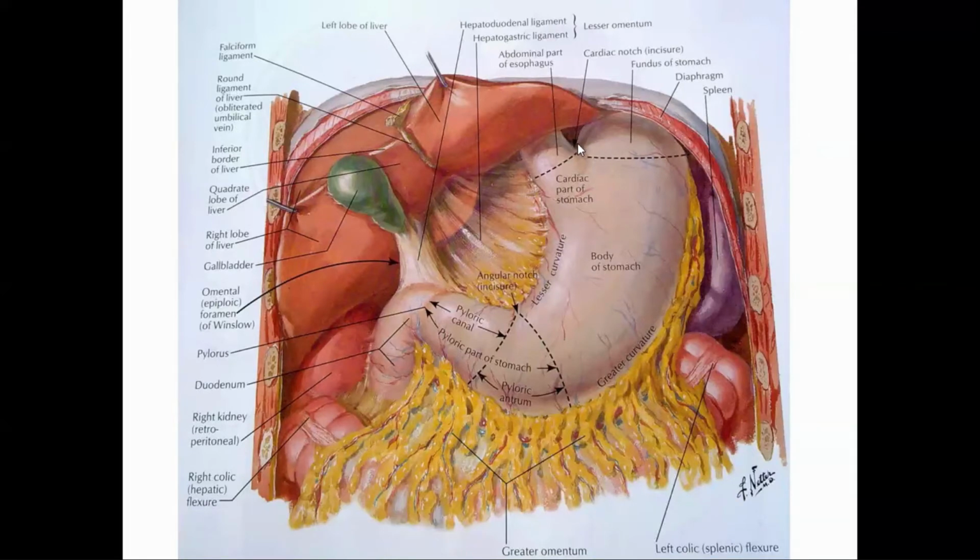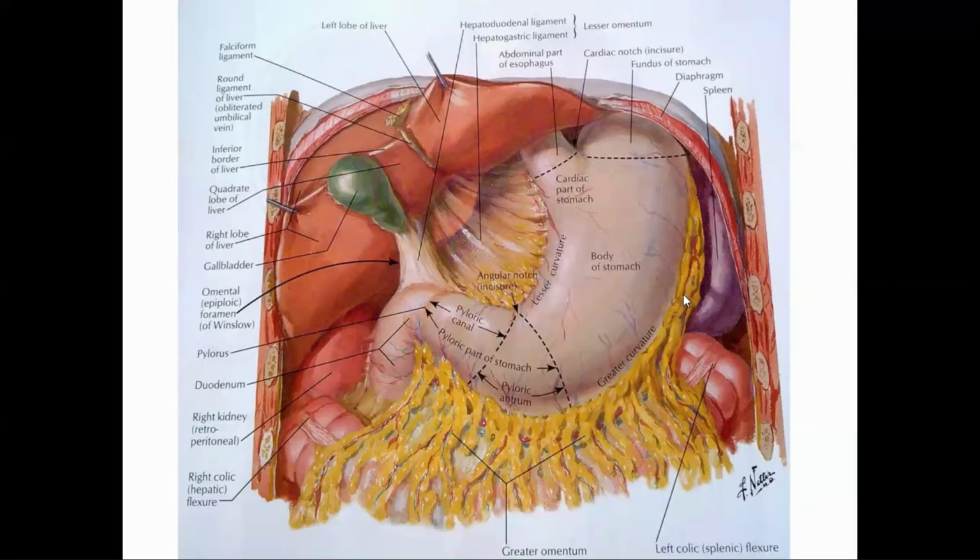Now, greater curvature. This greater curvature begins from the cardiac notch. At the junction of the esophagus and the fundus of the stomach, there is a notch named the cardiac notch. From the cardiac notch begins the greater curvature. And this greater curvature is 4 to 5 times longer than the lesser curvature. It forms the left border of the stomach and gives attachment to the which omentum? Greater omentum.